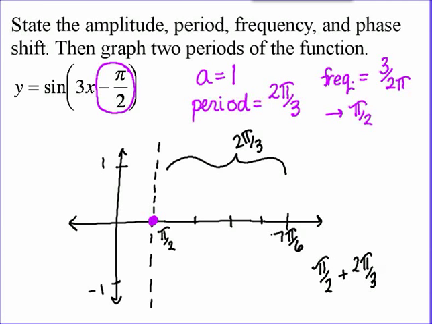Where do I go at my next tick mark? Up to 1. Where do I go? 0. Then I go negative 1. Then I go 0. Now if you notice it says to graph 2 full periods. How many periods have I graphed? 1. So I need to go to the right 4 more. And so I'm going to go up at my next one, down.